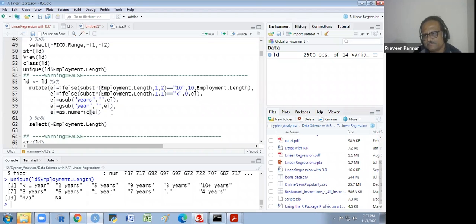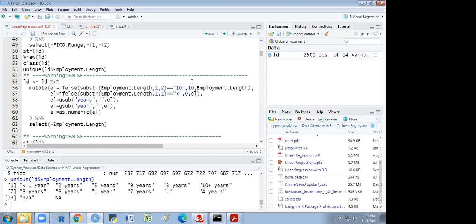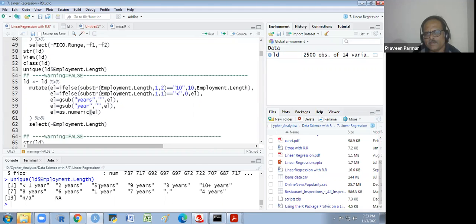Any doubt? Yes, sir? What about the spaces, sir? Spaces? Here, the spaces will be there. Automatically, when we convert to numeric, it will automatically remove them. Oh, okay. When we convert it as numeric, it will automatically remove this space, na? Okay. Automatically it will remove. Okay, sir.